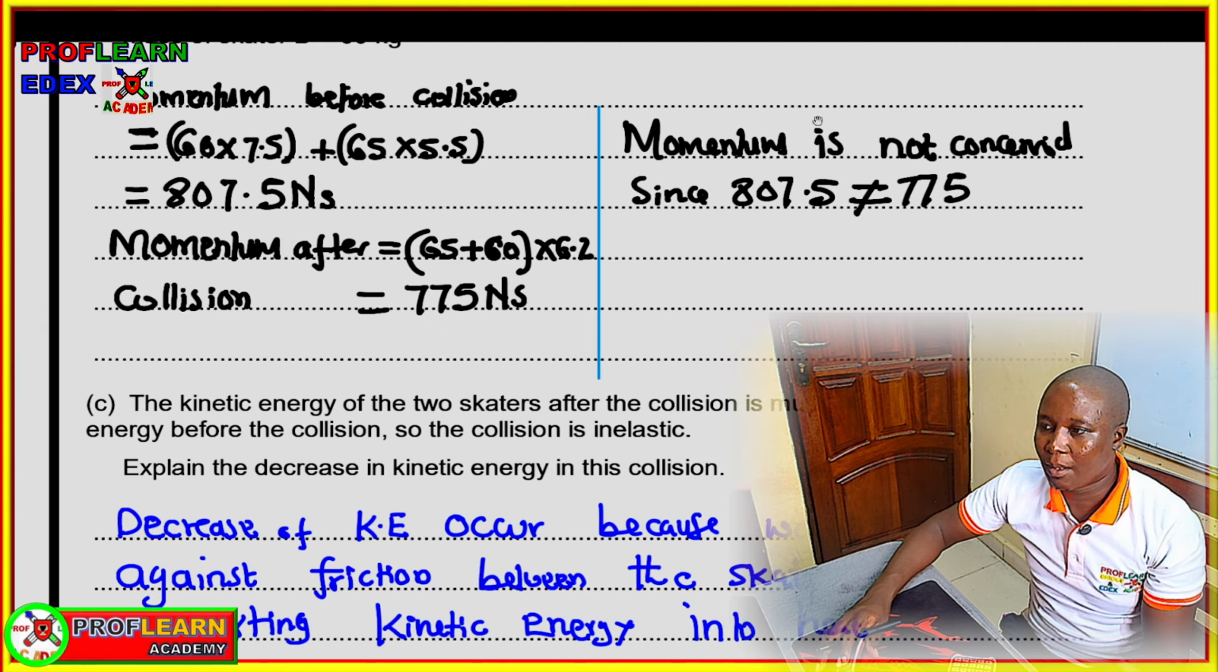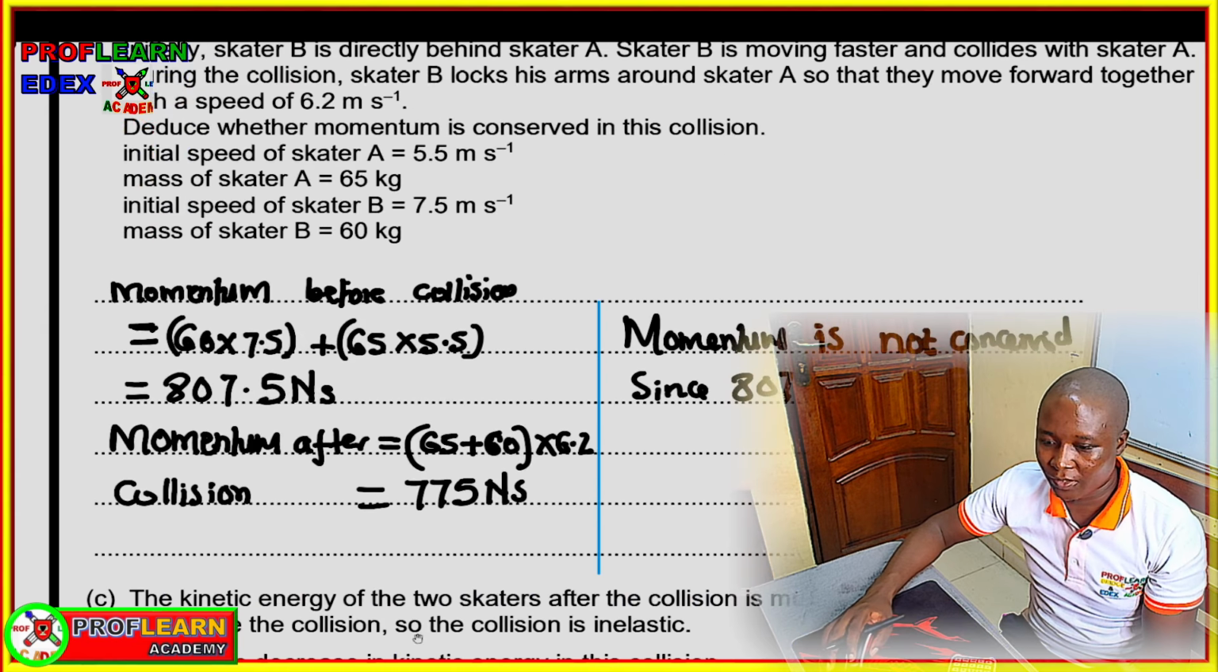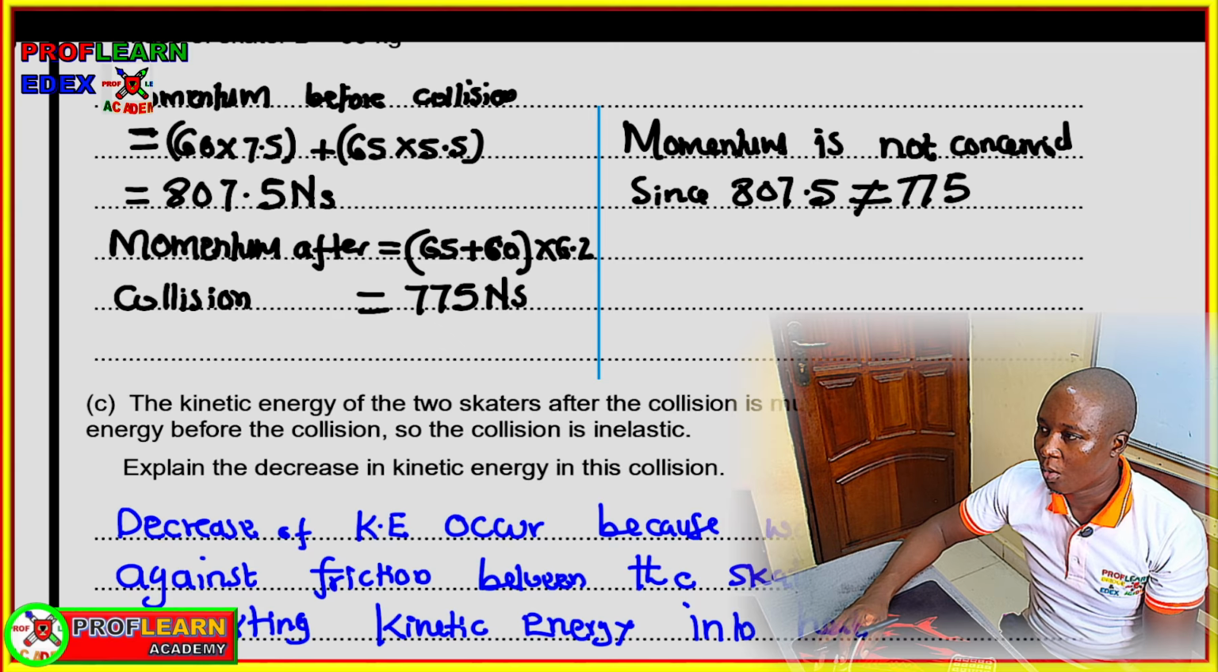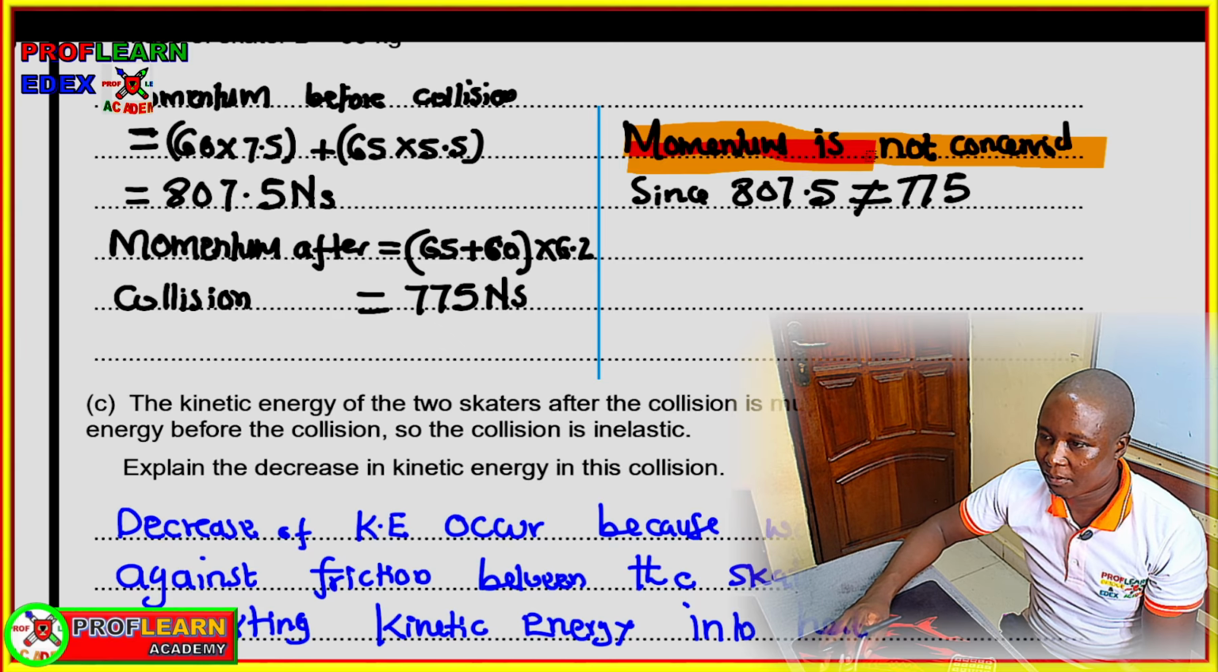So you can see here, momentum is not conserved, because the values are a bit different. So why do you think momentum is not conserved?